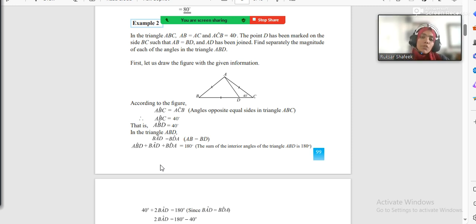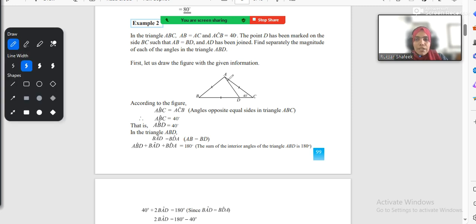So what you need to do is read the question, understand it, and mark the data that they've given onto your diagrams. So if you look at this question, they're telling us in the triangle ABC, okay, so which means we have a triangle ABC. Let's look at that triangle here. And they're telling us AB is equal to AC. Okay, AB is equal to AC. That's pretty much marked.